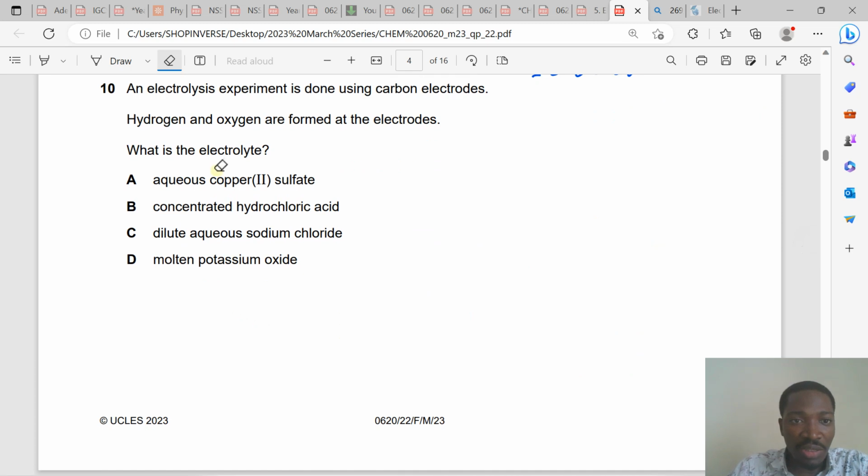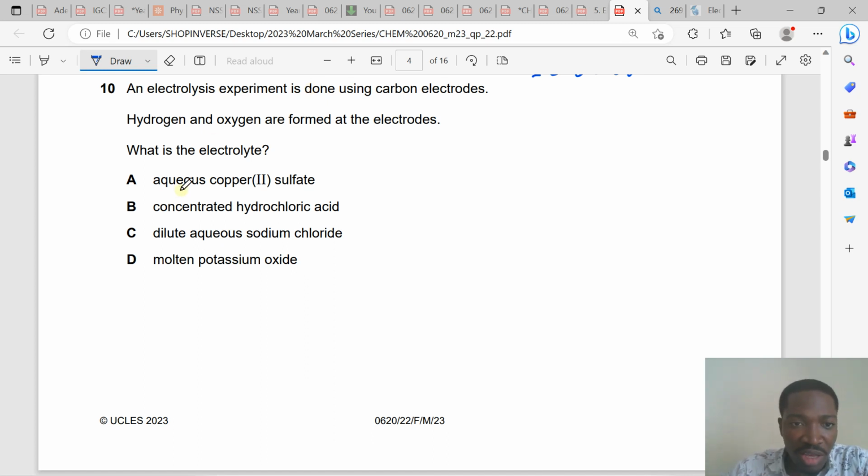An electrolysis experiment is done using carbon electrodes. Hydrogen and oxygen are formed at the electrodes. What is the electrolyte?